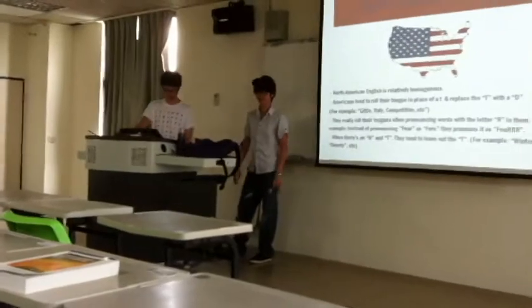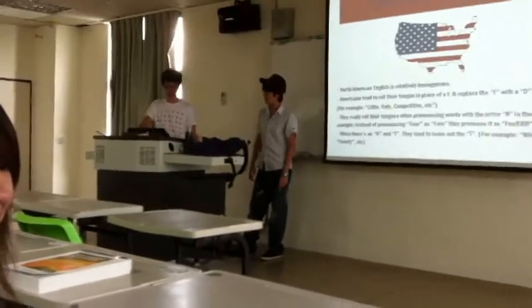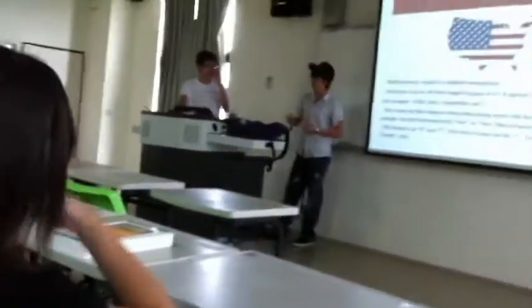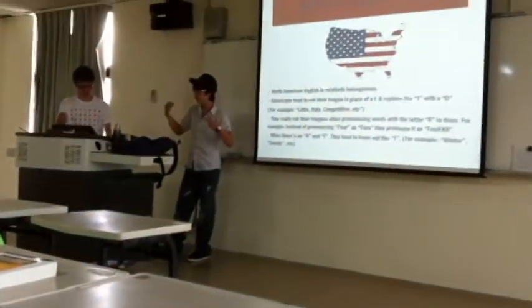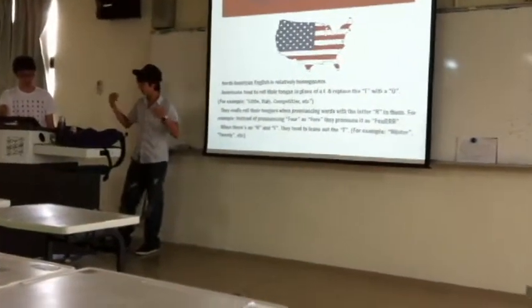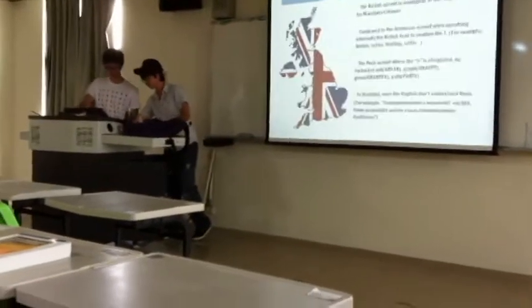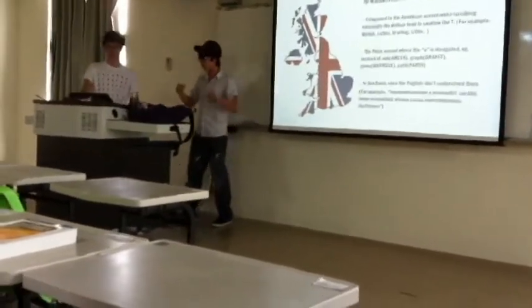But when there's an N and a T, they tend to leave out the T. So for example, winter, they say "winner." Twenty, they say "twenny." Next, we're going to talk about the British accent.